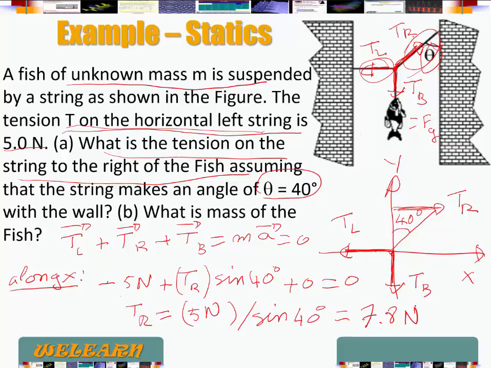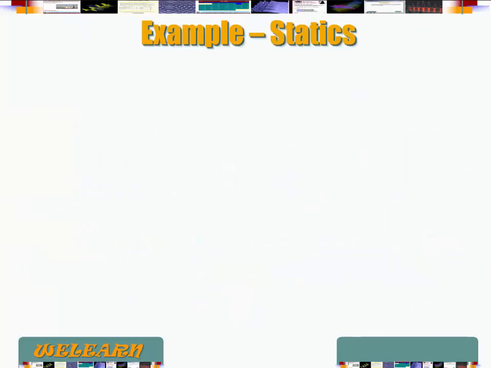Now that we found TR, the second question is asking us what is the mass of the fish. To find the mass of the fish, we need to find the gravitational force on the fish, or we need to find TB since they are equal. To find that, I need to write the same equation along the y. Okay, I'm going to write it in the next page. I'll go back here to refer to the diagram.